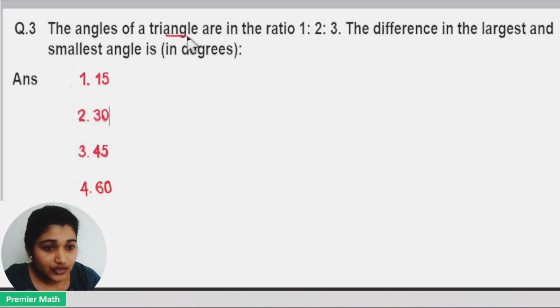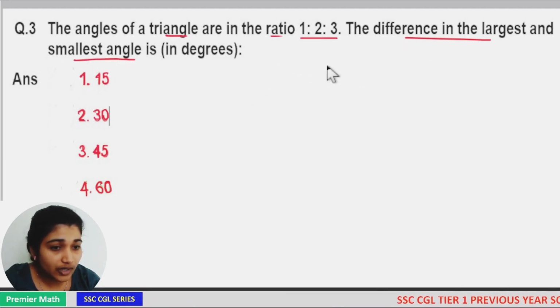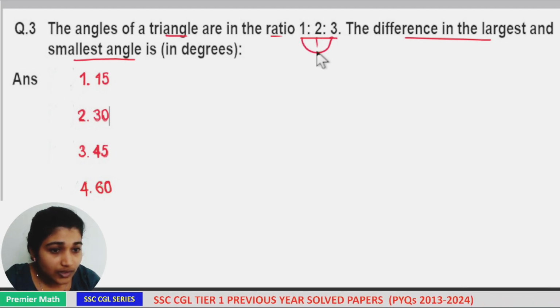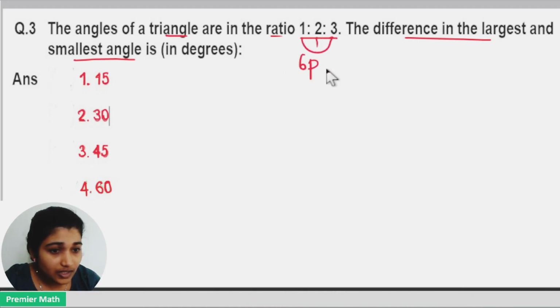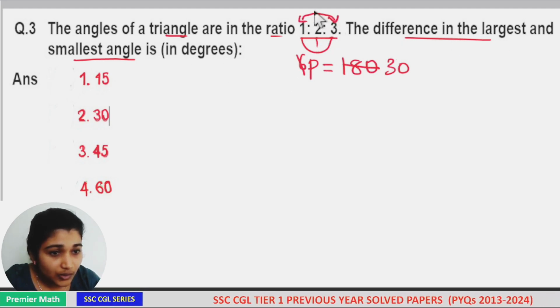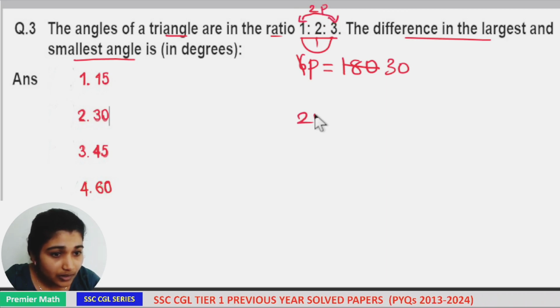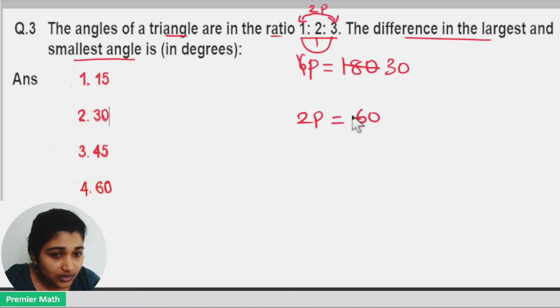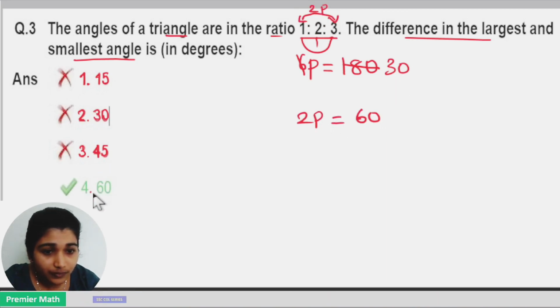The angles of a triangle are in the ratio 1:2:3. The difference in the largest and smallest angles is? Sum of angles of a triangle is 180 degree. Here ratio sum is equal to 1 plus 2 plus 3, total 6 parts. So 6 parts is the ratio sum which is equal to actual sum 180 degree. So 6 parts is 180 means 1 part is equal to 30 degree. Then here difference in largest and smallest is equal to 3 minus 1, 2 parts. So 2 parts is equal to 30 into 2, 60 degree. Option 4 is your answer.